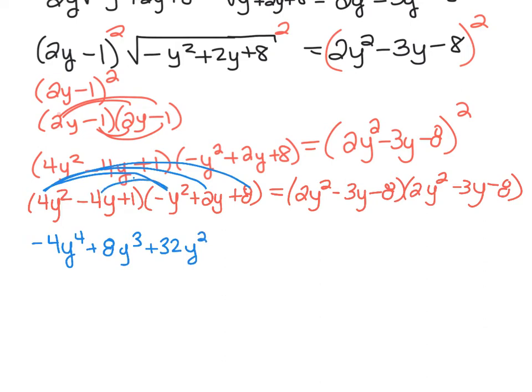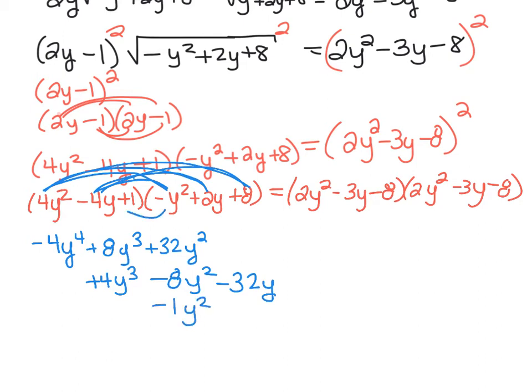Then I'm going to use my middle term. Negative 4y times negative y squared is plus 4y to the third, minus 8y squared, minus 32y, and then I'm going to do the last term. Minus 1y squared, plus 2y, plus 8. And then I will combine those like terms.